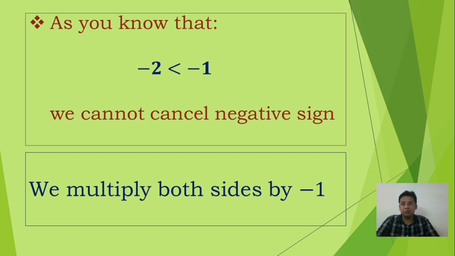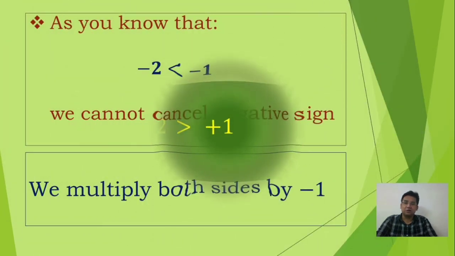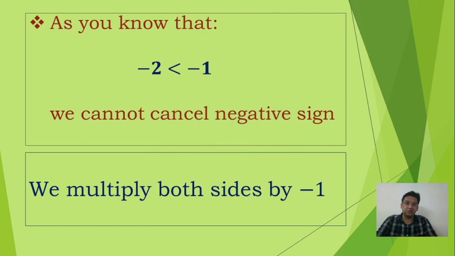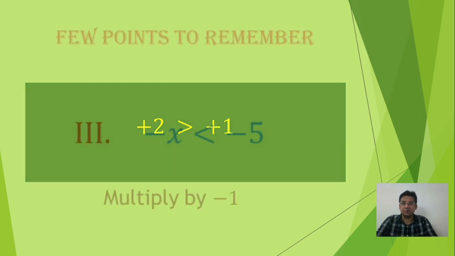Then what we do, we multiply both sides by minus 1. We multiply by minus 1 on both sides. The minus 2 will become plus 2 and minus 1 becomes plus 1. Then the sign of inequality changes. If minus 2 is less than minus 1, we multiply by minus 1 to get plus 2 and plus 1, and the sign of inequality changes. Now we'll apply this result in the following problems.